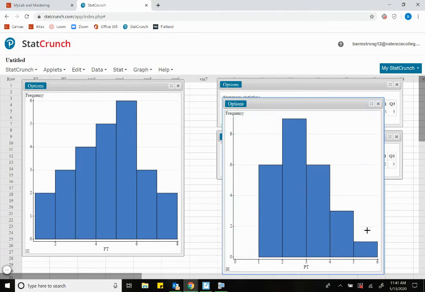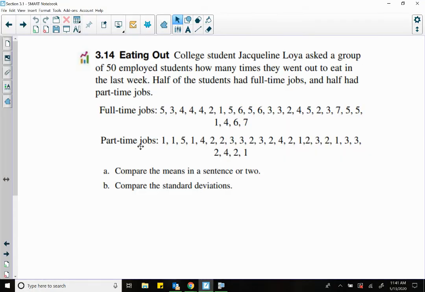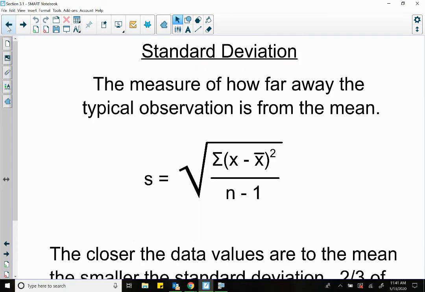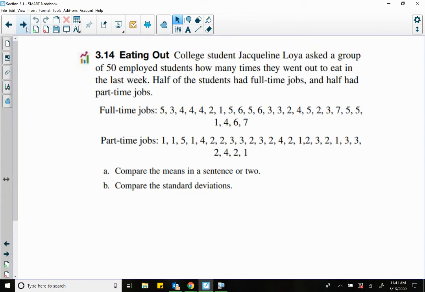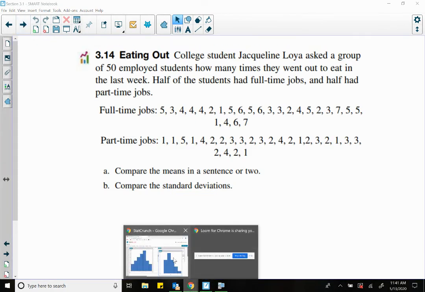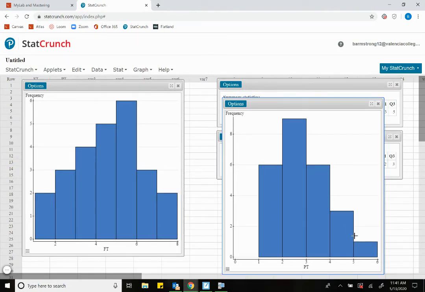Okay, the closer your data is, the smaller the variance. That's what I was talking about back here in standard deviation, how I said the closer your data values are to the mean, the smaller the standard deviation. So when we look back at this information, you can see that these numbers are closer to that mean value, which is right here.